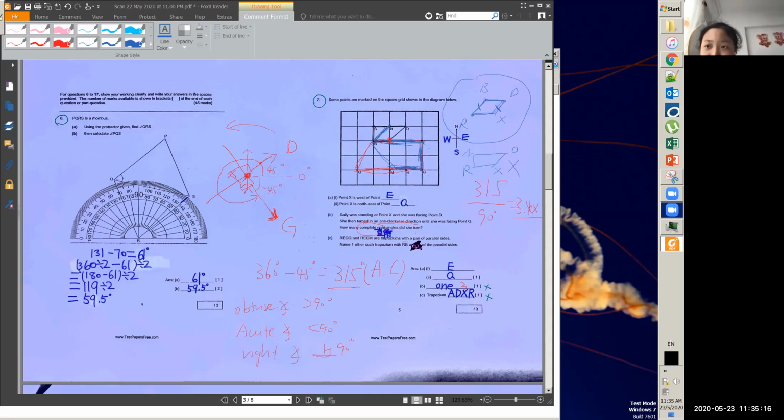RB must be one of the parallel lines. That means RB must be... Is there RB here? For your ADXR, is there RB here? No. No, so that's why you're wrong. Okay. That means the question here, RB must be one of the parallel sides. Means RB must be there. RB must be there. Okay?